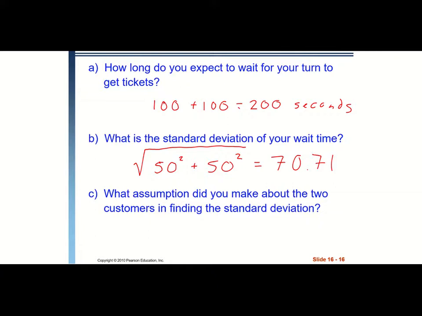Part C, what assumption did we make about the two customers in finding the standard deviation? We're assuming that these wait times are independent.